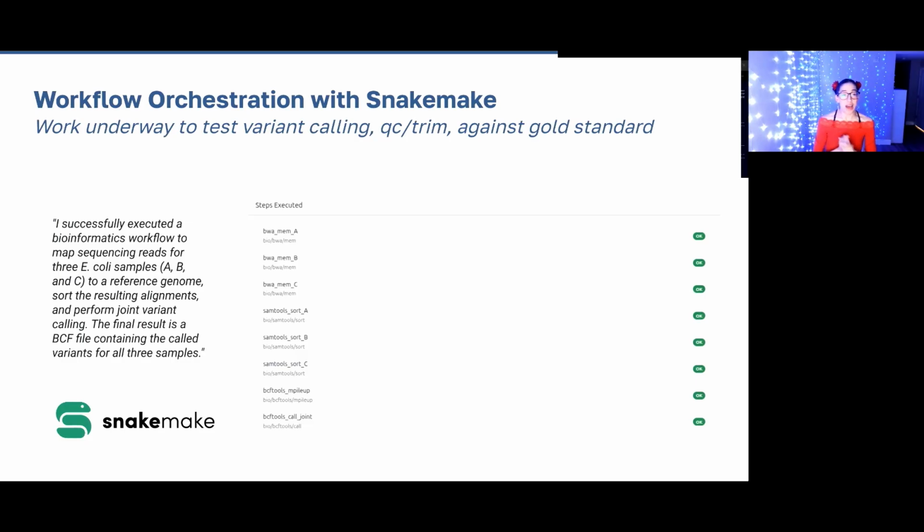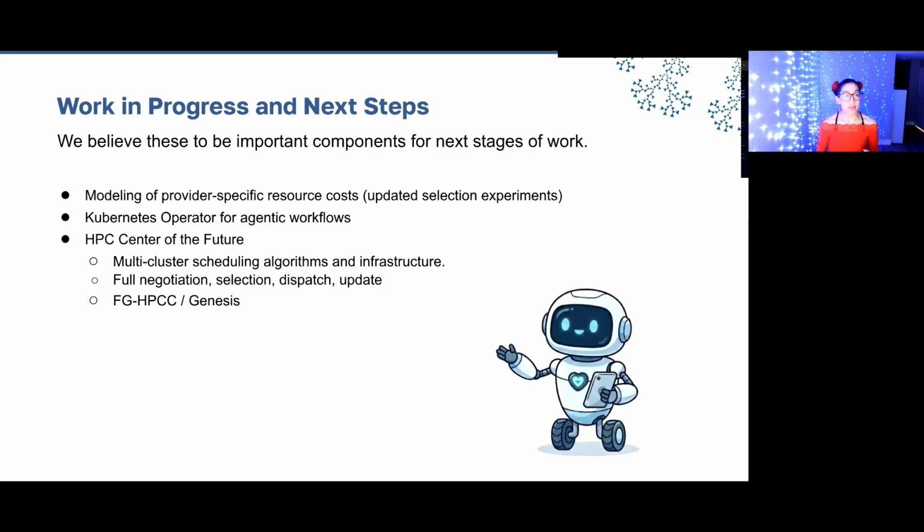Okay, now let's quickly look at some workflow orchestration with Snakemake. This work is very much still underway, in progress. We're testing different traditional Snakemake workflows like the variant calling tutorial, quality control, and trimming against gold standards, which are human-written Snakefiles. So here's an example of a result we might get of a final Snakefile where the agent executed different steps. It would say, I successfully executed this workflow to perform these tasks, and here's the result file. This is coming out, again, very well, and we hope to have results to share with you shortly.